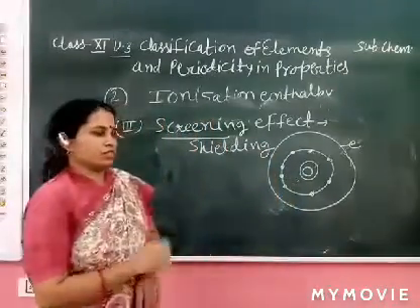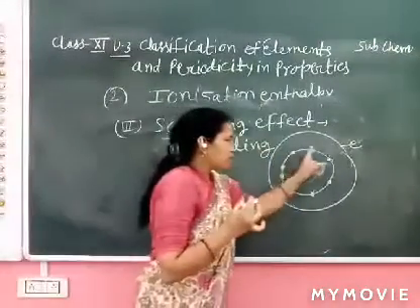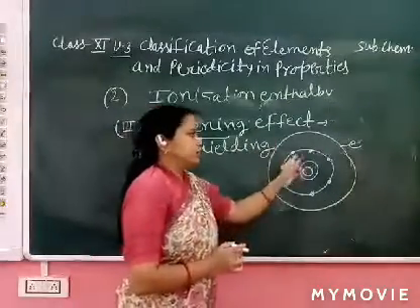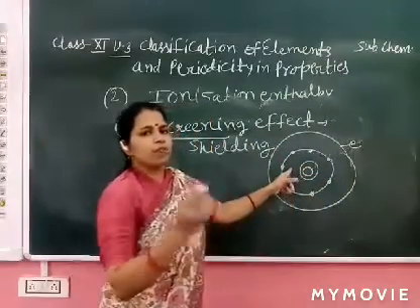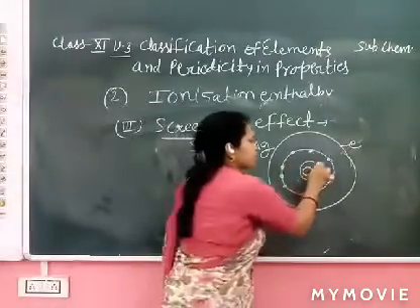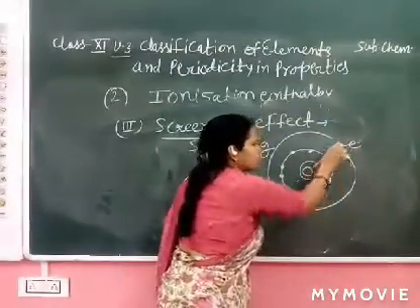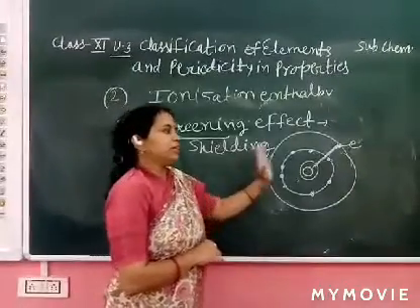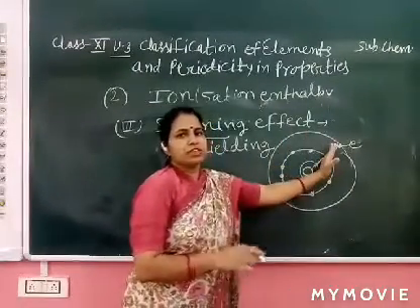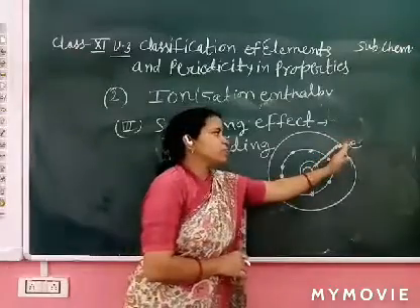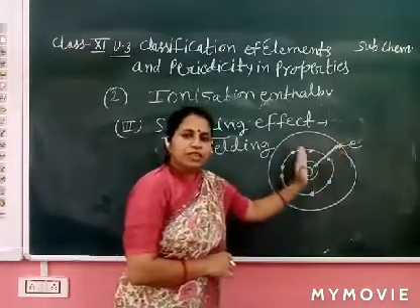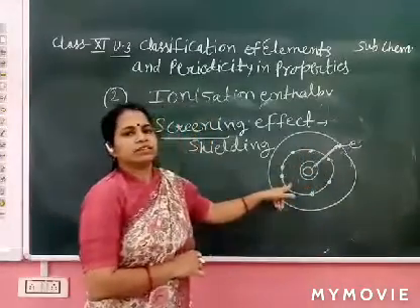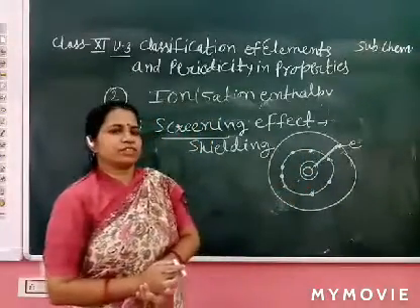What happened in this condition? Electrons covered the attraction of the nucleus, shielded the nucleus. These electrons shielded the nucleus. What happened in this condition? The attraction of the outermost electron is decreased. So what is the screening effect? The attraction felt by the outermost electron is decreased by the inner electrons, and this is called the screening effect.